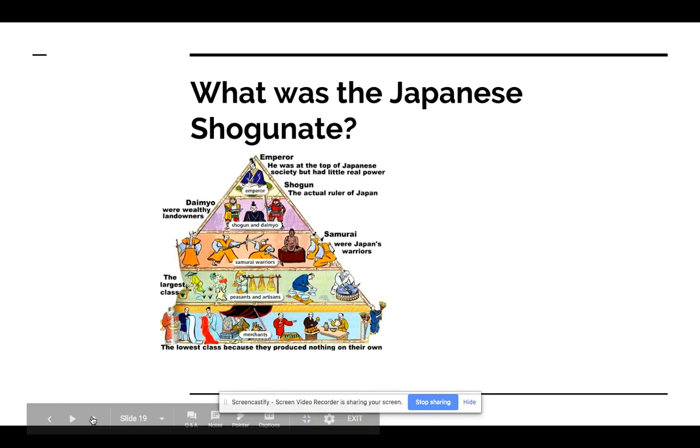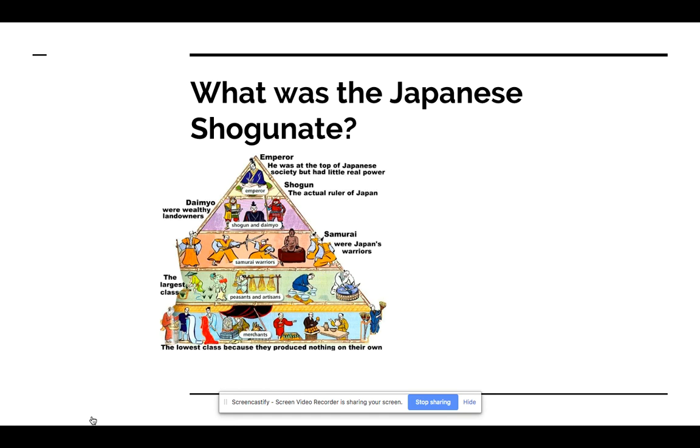Moving forward, before we get to the transatlantic slave trade, I want to make sure that I covered specifically what a Japanese shogunate was. This was an aspect that was in chapter 14, and one of the questions that you're required to answer was specifically how the nobility, or the elite wealthy class, in some ways influenced the monarchy or the emperor.